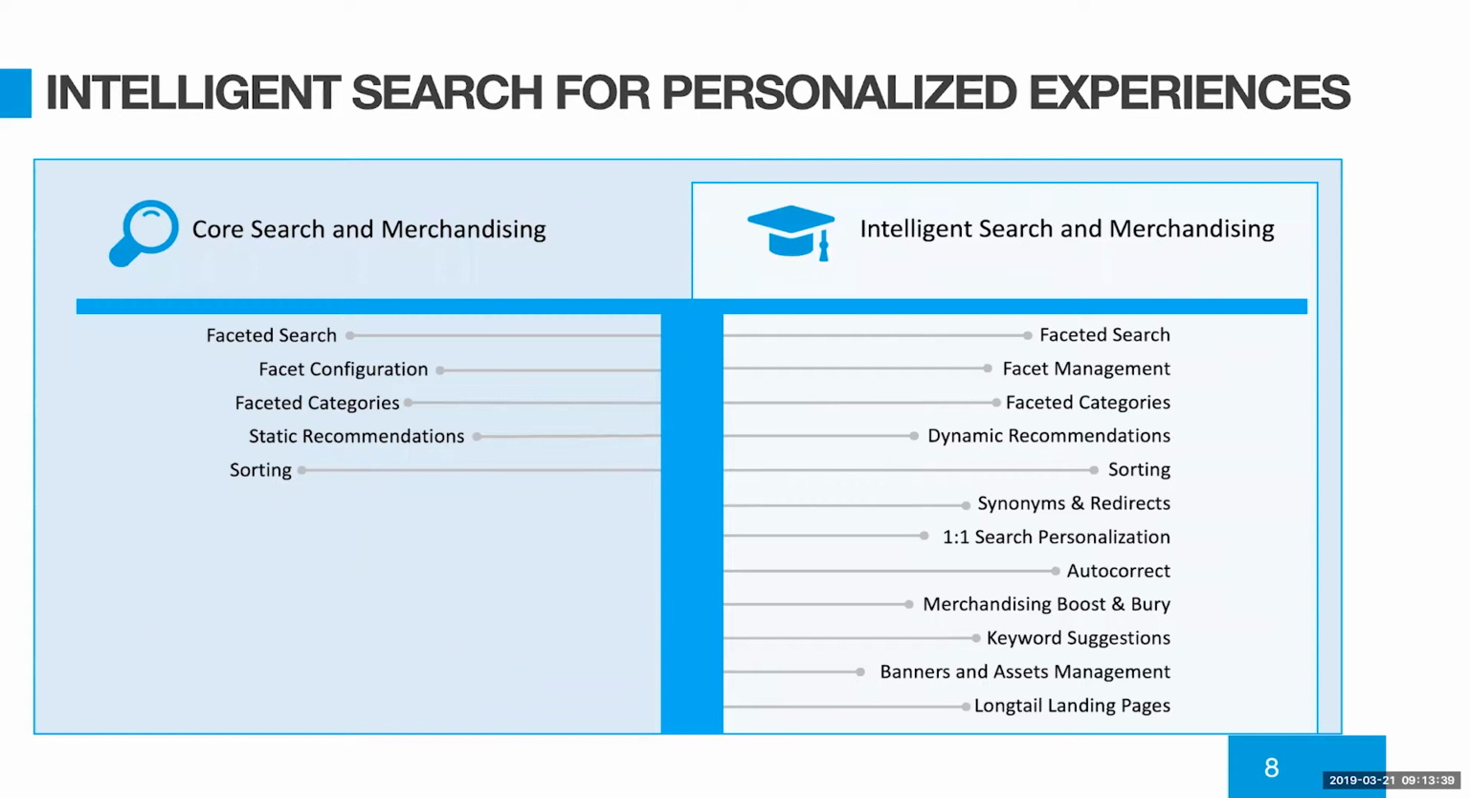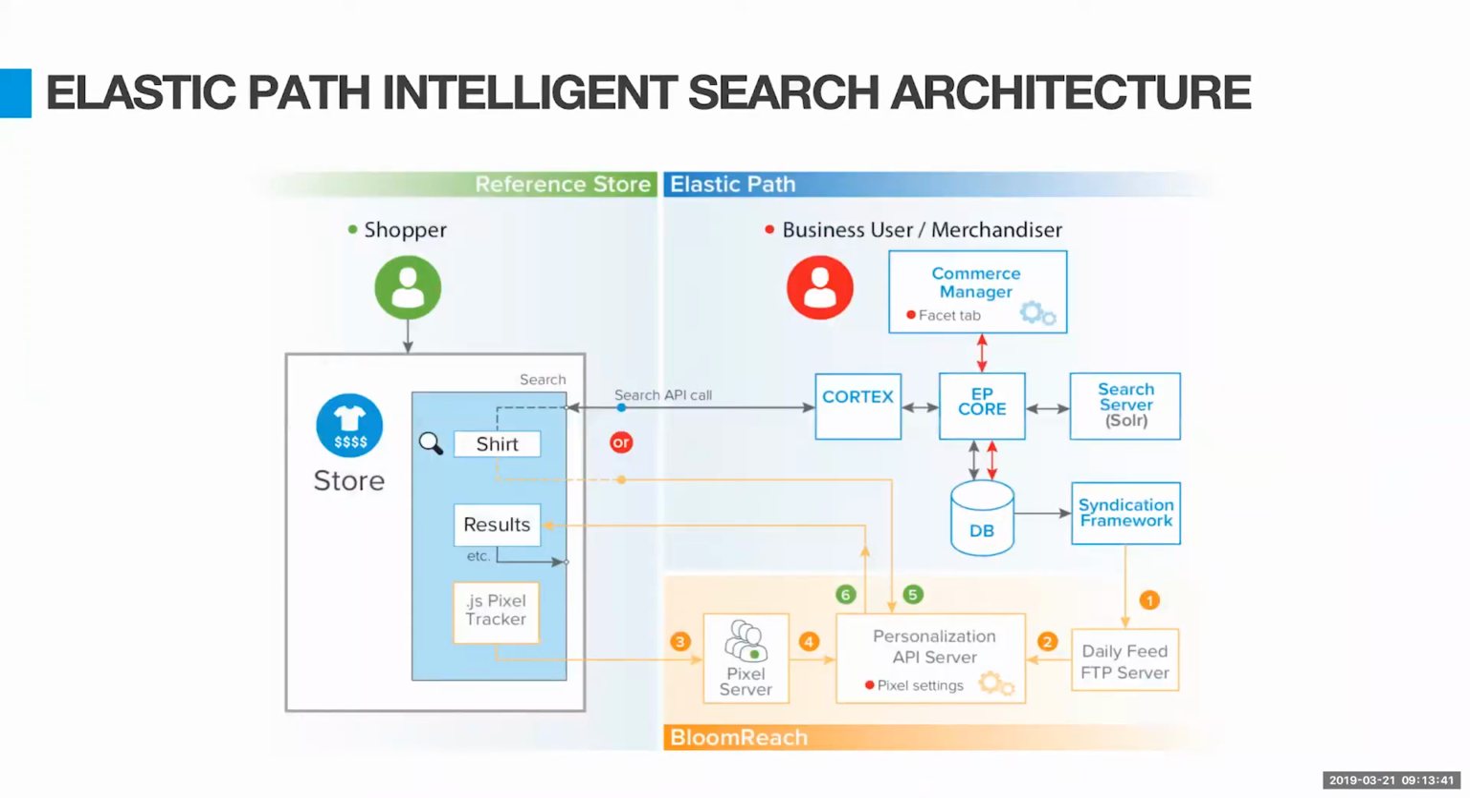So let's take a quick look at how all of this comes together. Now, if a customer is not interested in the advanced search and merchandising capabilities that come with Elastic Path Intelligent Search, they can still leverage the out-of-the-box core search capabilities through Cortex. Again, these capabilities include things like search facets and navigation, as well as sorting on search and category pages. And if you're looking at this diagram, this is highlighted by the red and black arrows connecting Commerce Manager to EP Core and its database, as well as leveraging Cortex to connect to the front end.